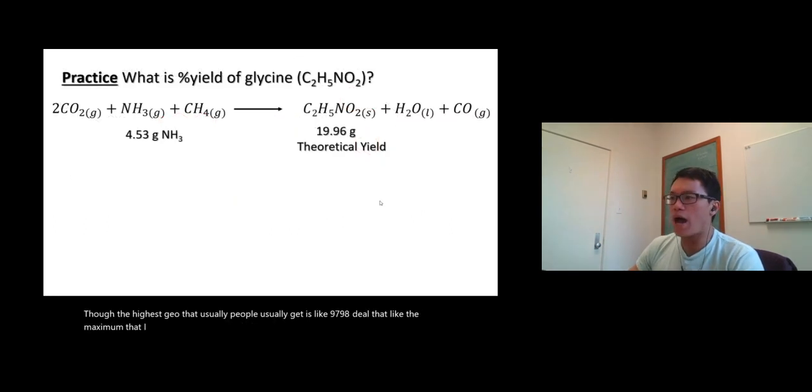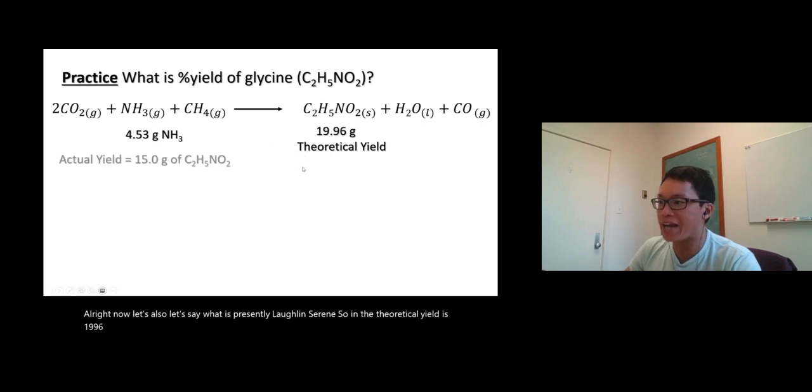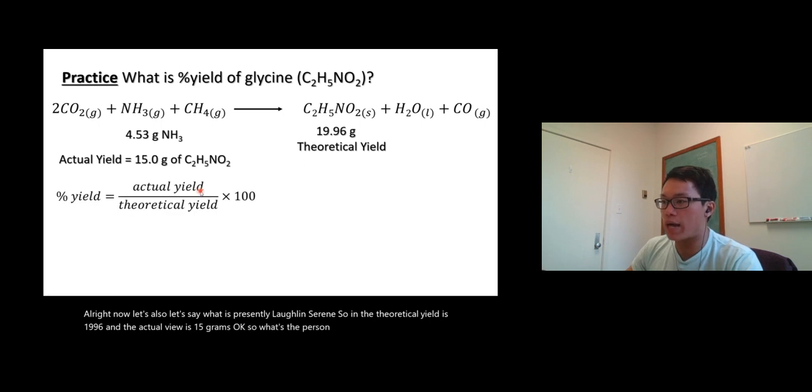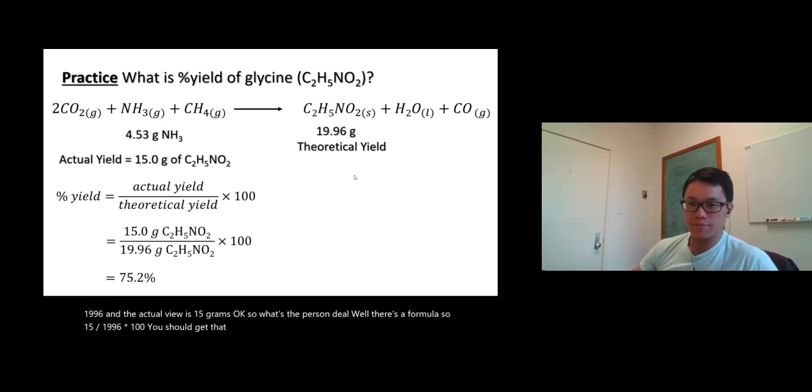Okay. All right, now let's say, what is the percent yield of glycerin? So the theoretical yield is 19.96 and the actual yield is 15 grams. Okay, so what's the percent yield? Well, that's the formula. So 15 divided by 19.96 times 100, you should get that right there.